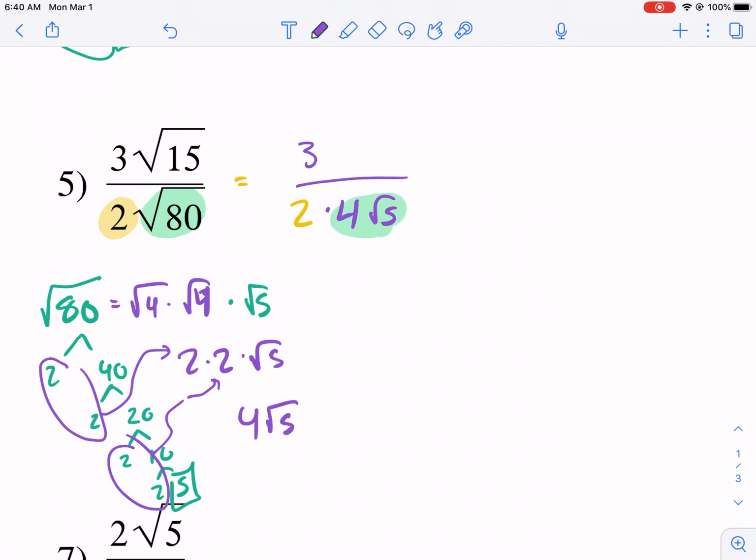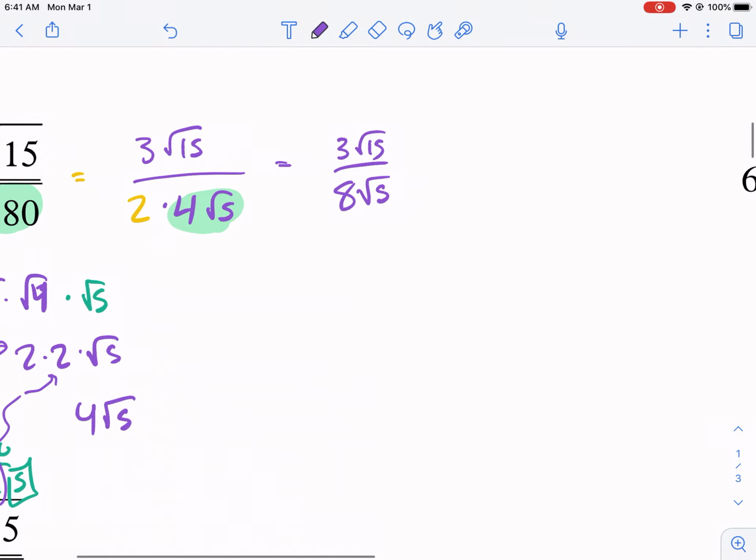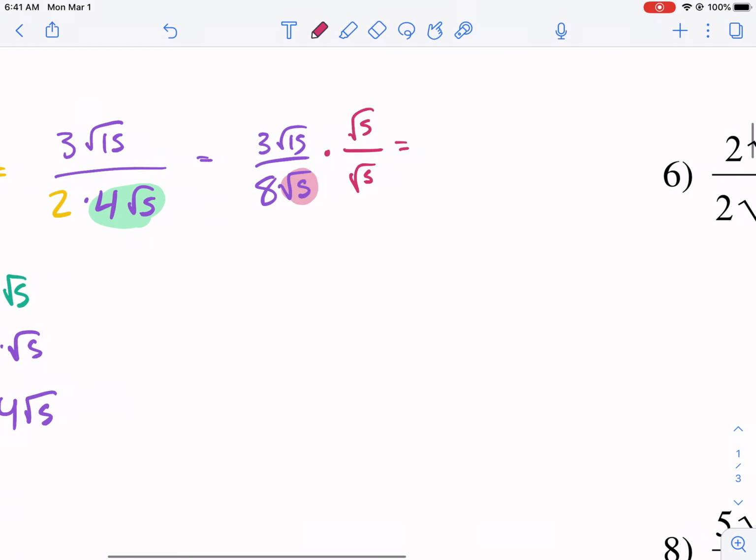Okay, in the top, 3 radical 15. Okay, what do we do from here? Well, we have 3 radical 15 over 8 radical 5. Now, there's 2 ways to solve this. I'm going to show you the first way, which is the guaranteed way. This always works. Okay, we recognize that we have this 5 in the bottom. So we're going to multiply by radical 5 over radical 5. You cannot have a radical in the denominator. So we get 8 times 5 in the bottom.